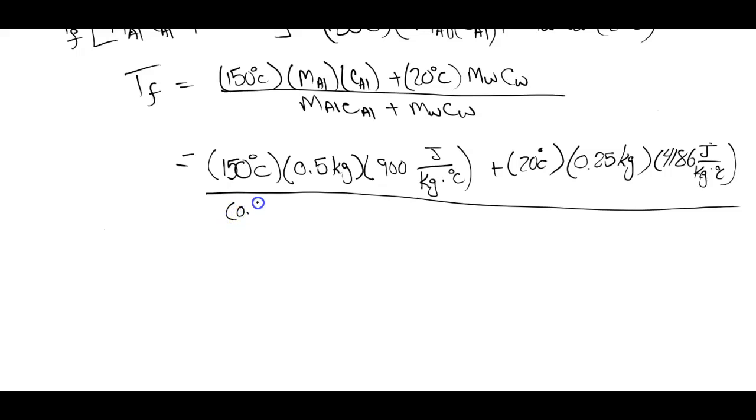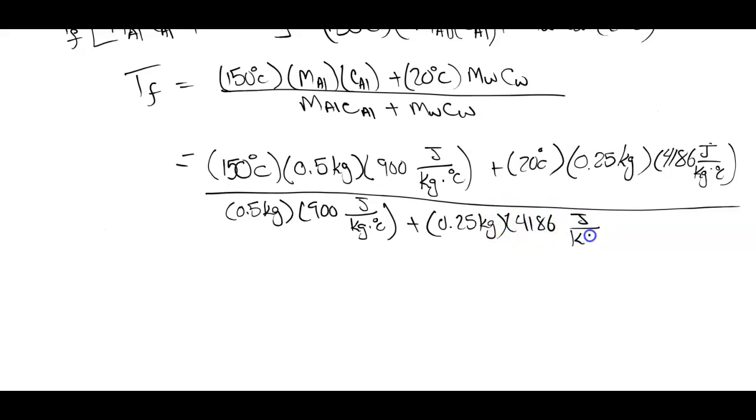the mass of aluminum, specific heat of aluminum, plus the mass of water times the specific heat of water. And if we do this, we get that the final temperature is about 59.1 degrees Celsius.